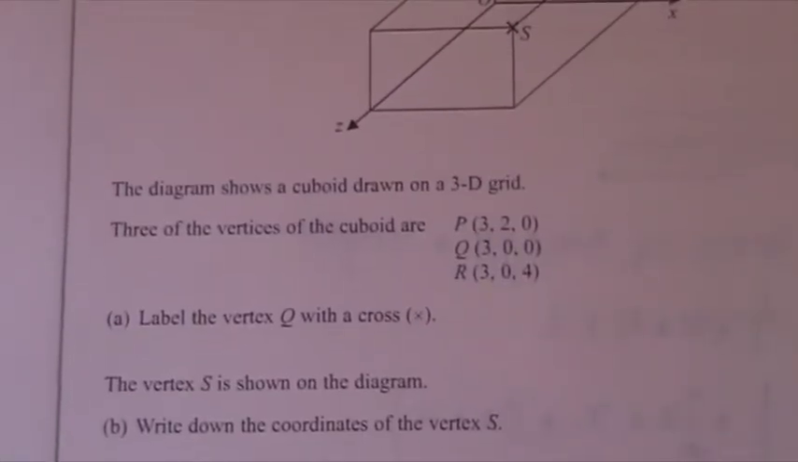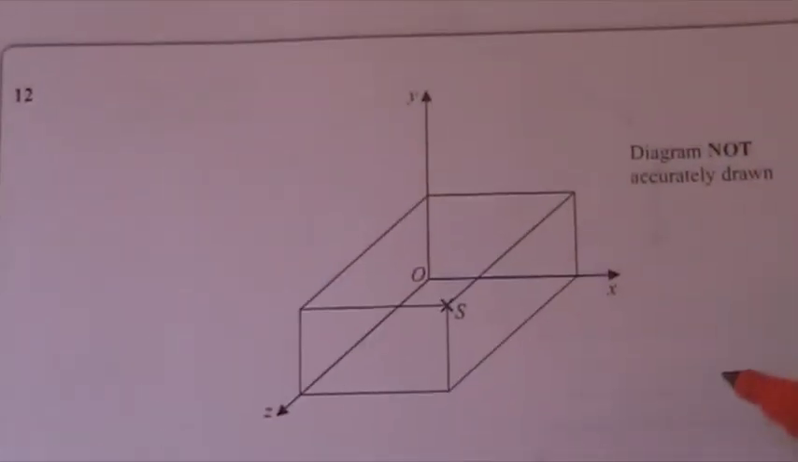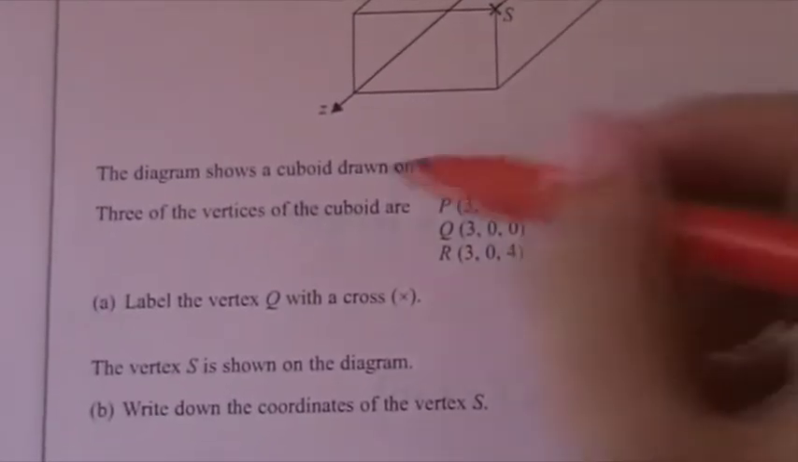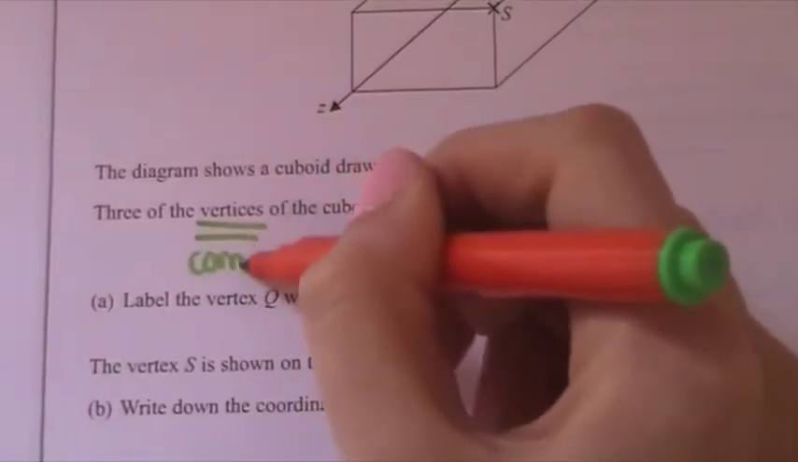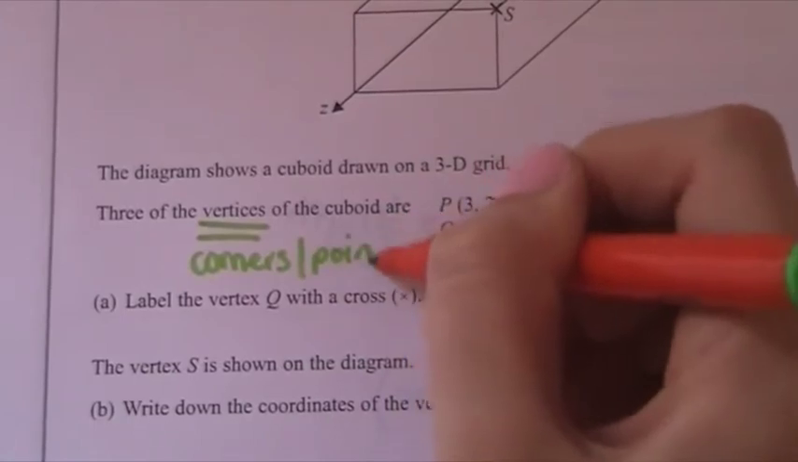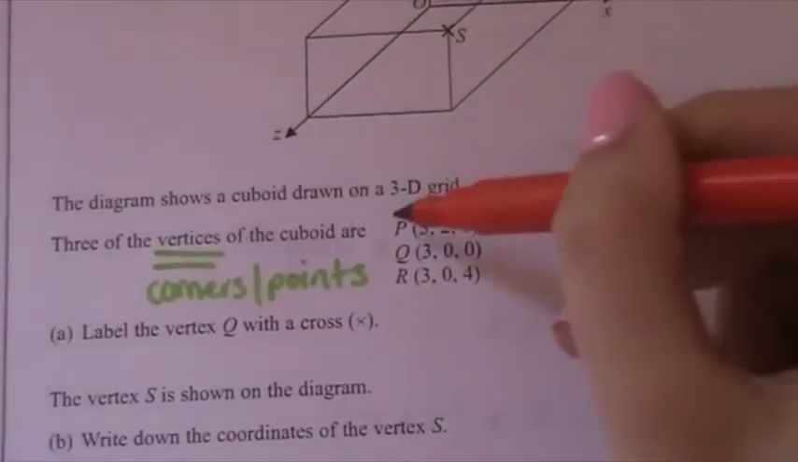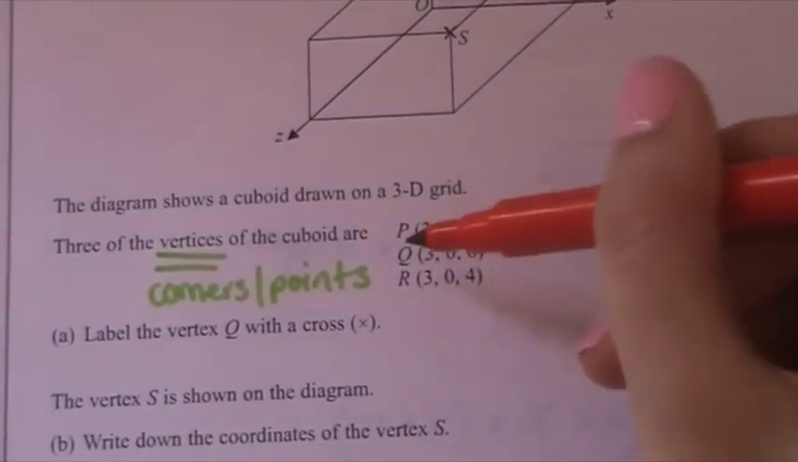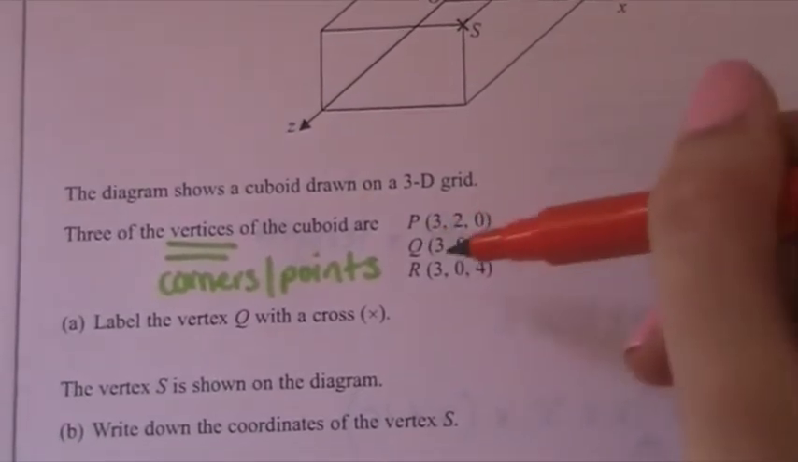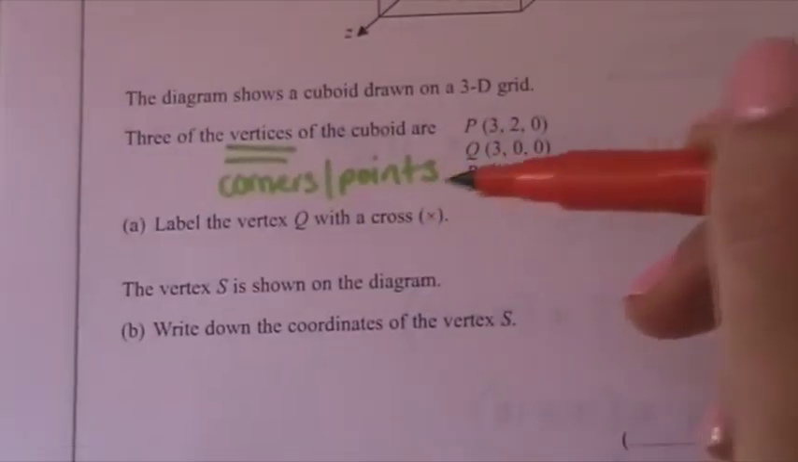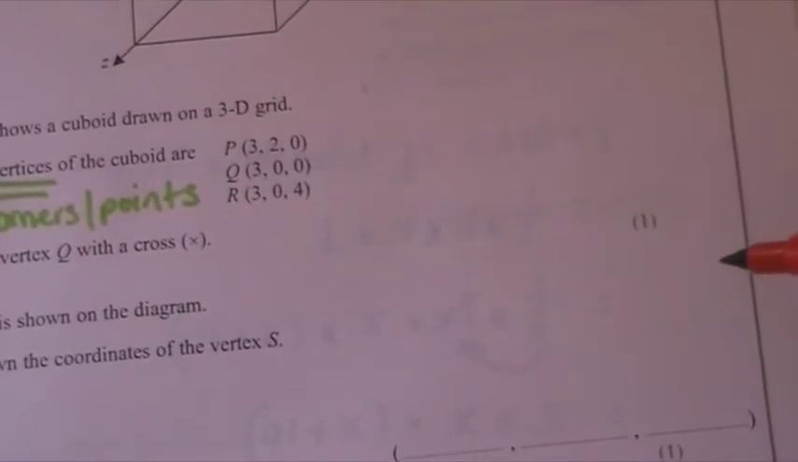Question 12. The diagram shows a cuboid drawn on a 3D grid. Three of the vertices, so the corners or the points, are P (3, 2, 0), Q (3, 0, 0), R (3, 0, 4). Label the vertex Q with a cross. Now this is only one mark.